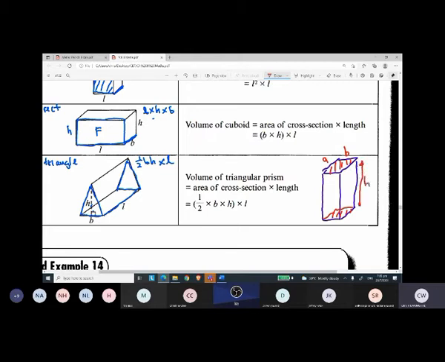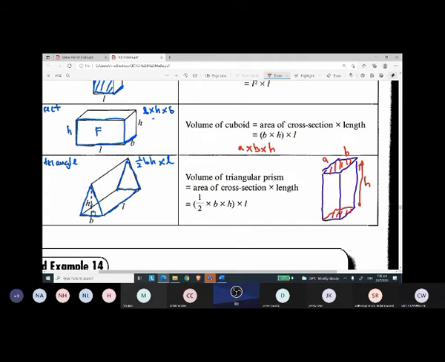I'll call this H. So to find the volume of this box, I will take length A times B, and then you must times the length that is joining the two faces together. In this case, the height, isn't it? So A times B times H. This will be your volume for the box, right?